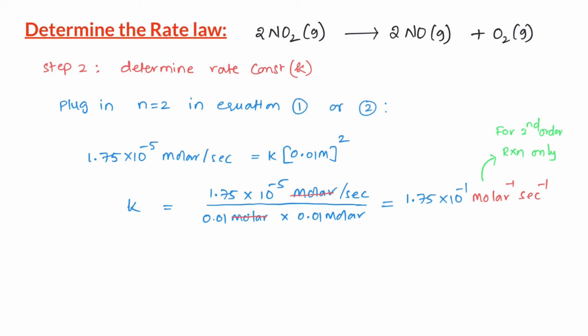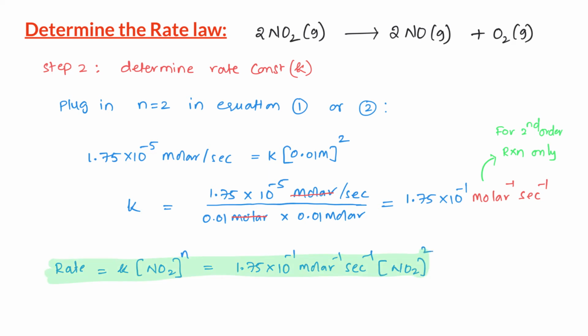So, let us now write the rate law of the following equation. The general form of the rate law is rate equals k times the concentration of NO2 raised to the power of n. We have already determined the values of k and n. Let us plug them into the main equation. This is the rate law for the reaction.